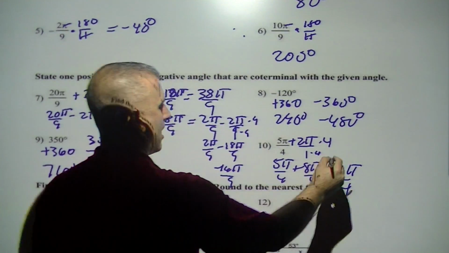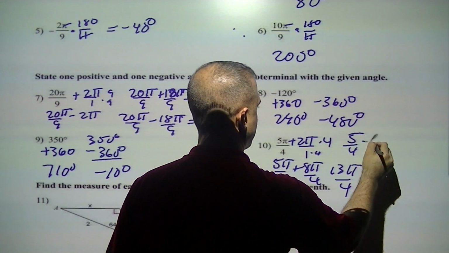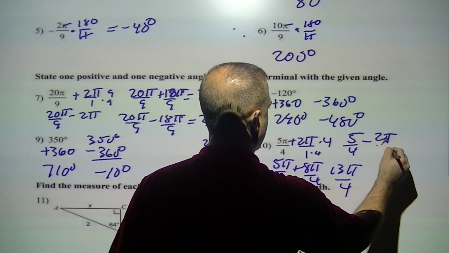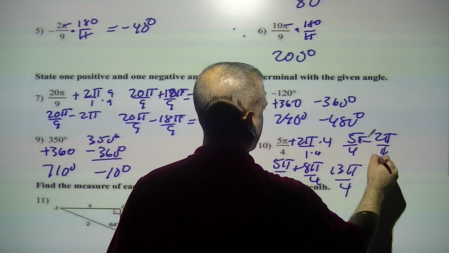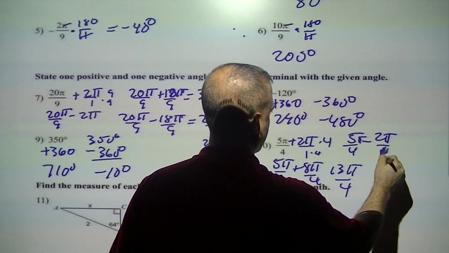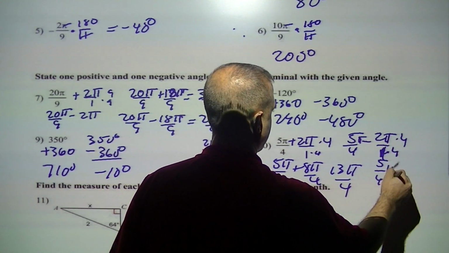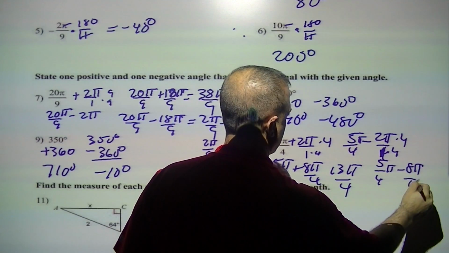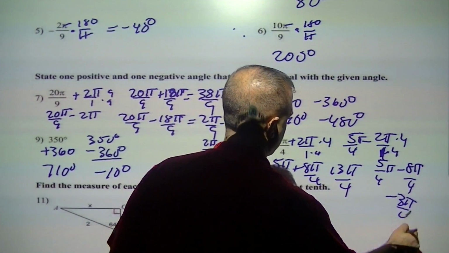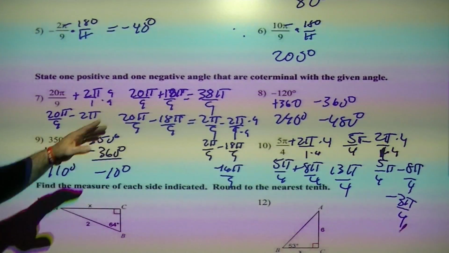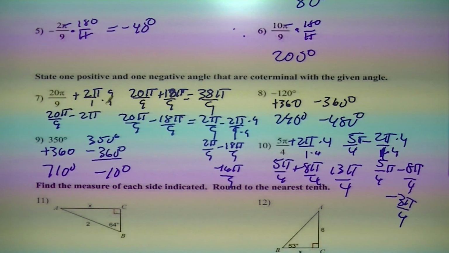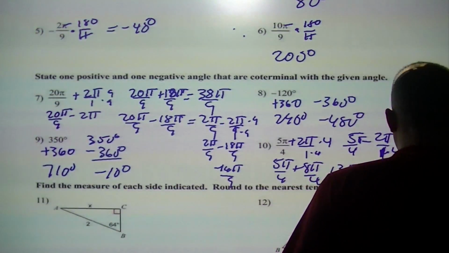If I wanted to find the other one, I would subtract 2 pi over 1. So that's going to be 5 pi over 4 minus 8 pi over 4, which would be negative 3 pi over 4. So basically just make a fraction out of that, multiply top and bottom. Okay? Let's get on to the rest of the trig stuff.